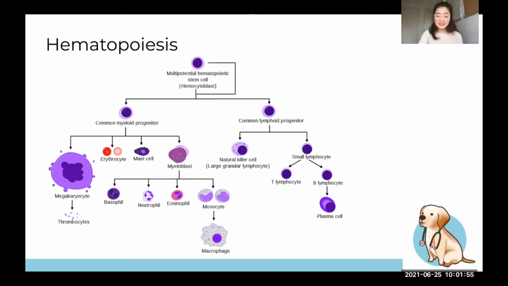And then everything else is produced by your myeloid progenitor cell. As you can see, it produces your megakaryocytes, which go on to produce your platelets. The platelets or thrombocytes essentially flake off these massive megakaryocytes. Myeloid cells also go on to produce erythrocytes, mast cells, and all of your granulocytes: basophil, neutrophil, eosinophil, and also monocytes, which go on to produce macrophages. So pretty much everything that's not a lymphocyte or a natural killer cell comes from your myeloid lineage.